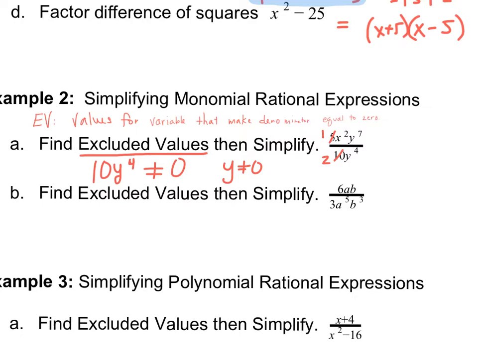Y to the 7th over y to the 4th. We'll use our division of powers rule, which will subtract our exponents. So these 4 y's will cancel. 7 minus 4, we're left with 3 y's up in the numerator. So now we're simplifying to 1 x squared y to the 3rd all over 2. And that'll be our final simplified answer.